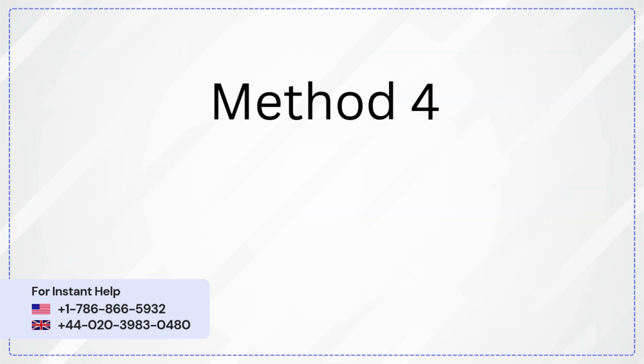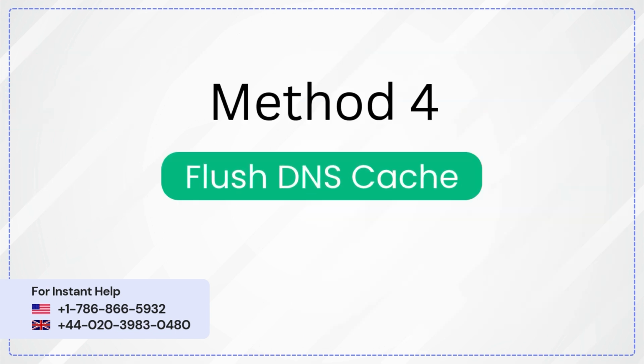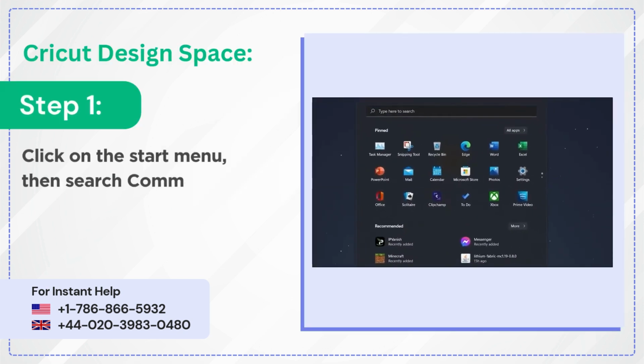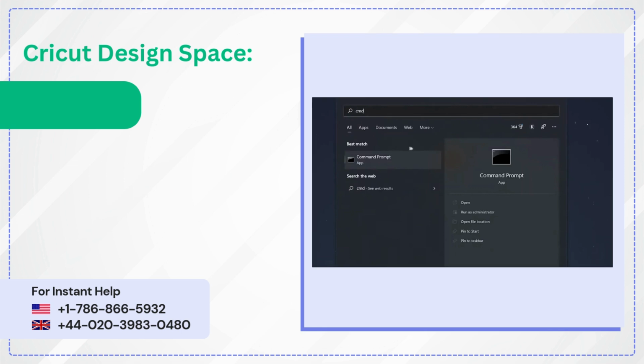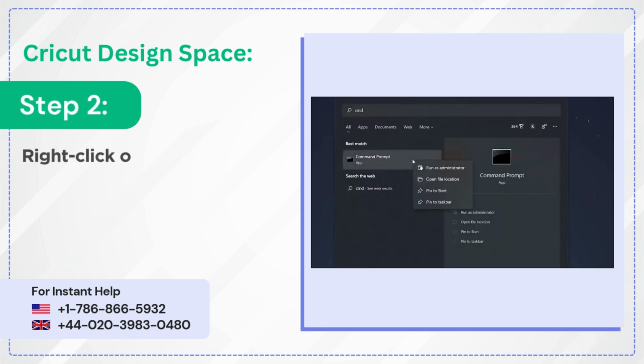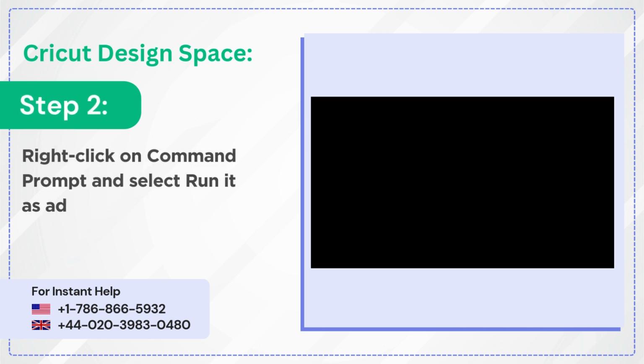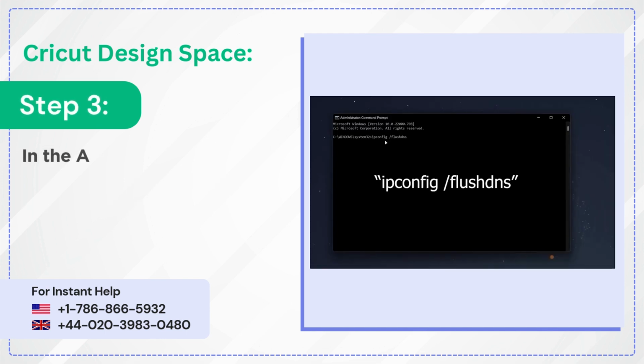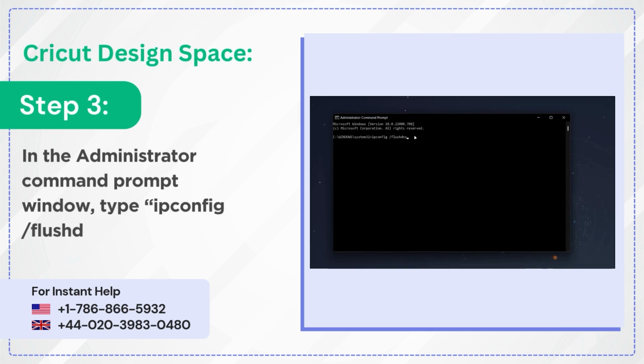Method 4. Flush DNS cache. Step 1. Click on the Start menu, then search Command Prompt. Step 2. Right-click on Command Prompt and select Run as administrator. Step 3. In the Administrator Command Prompt window, type ipconfig /flushdns and press Enter.